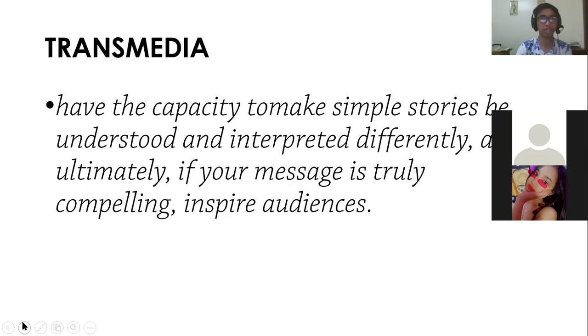Another thing with transmedia, it has the capacity to make simple stories be understood and interpreted differently, and ultimately, if your message is truly compelling, it will inspire audiences. So the manner by which you will use technology depends on your level of proficiency with it.